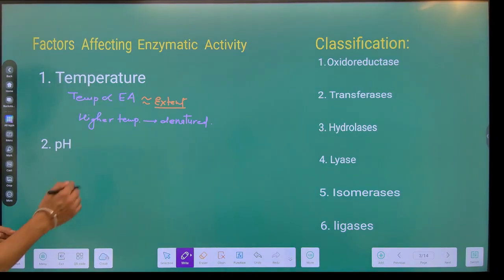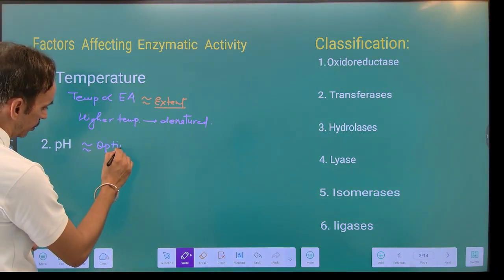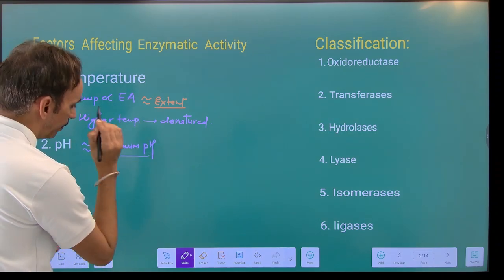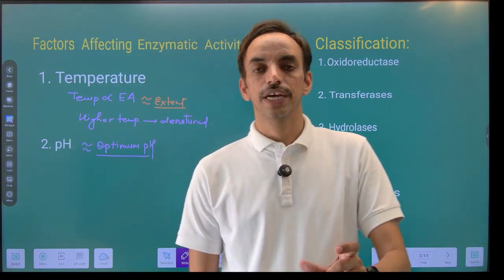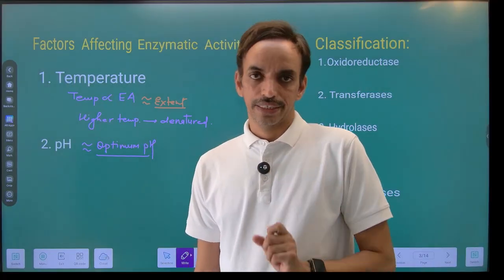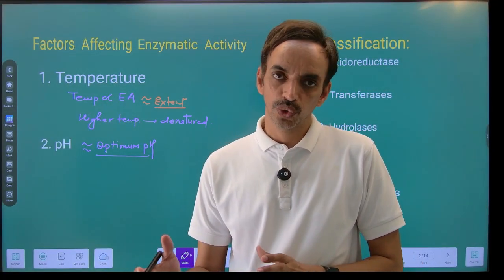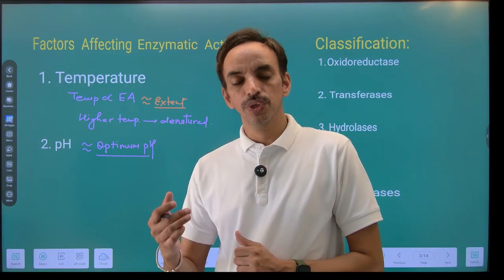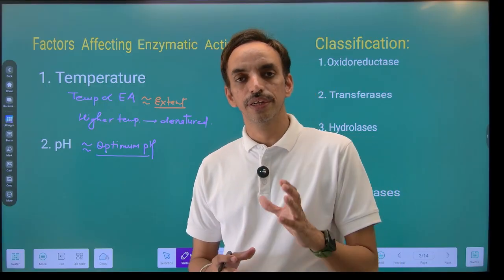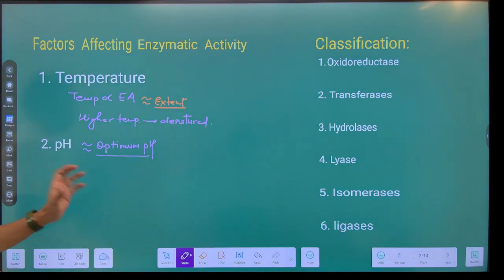Second is the pH. All enzymes function at the optimum pH, because at optimum pH the conformation of the enzyme is such that it will readily recognize the substrate. We can take the example of acid hydrolases, which function within the lysosomes, and if they come out into the cytoplasm where the pH is around 7, they are not able to carry out their function. So all the enzymes will function at the optimum pH.